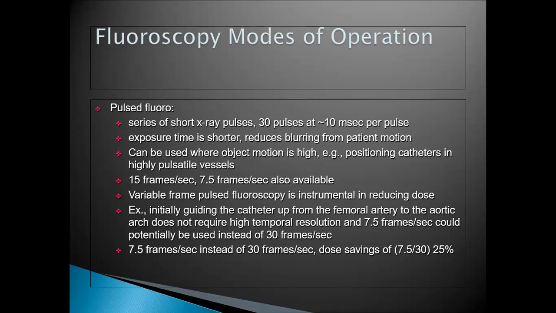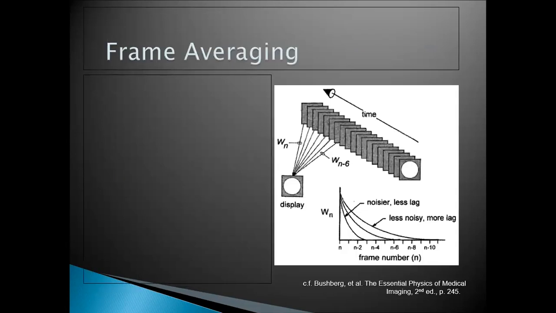because during the procedure, there are some parts that will require very good contrast resolution. During those moments, we can increase the frame rate, but for the parts that don't require very high resolution, it is advisable to use lower frame rates. And frame averaging is also one of the techniques that is used to improve temporal resolution.